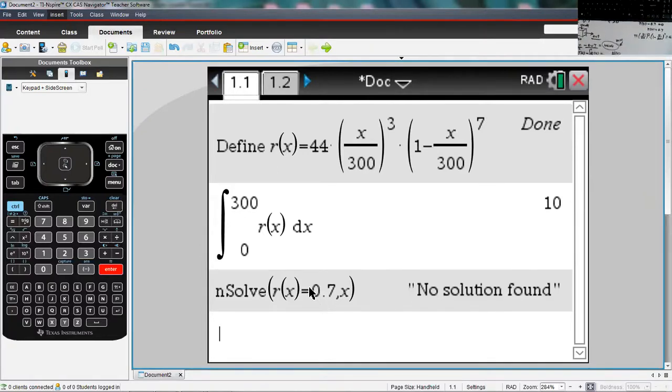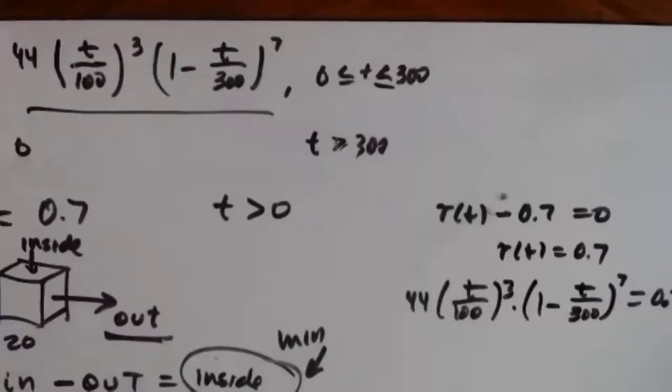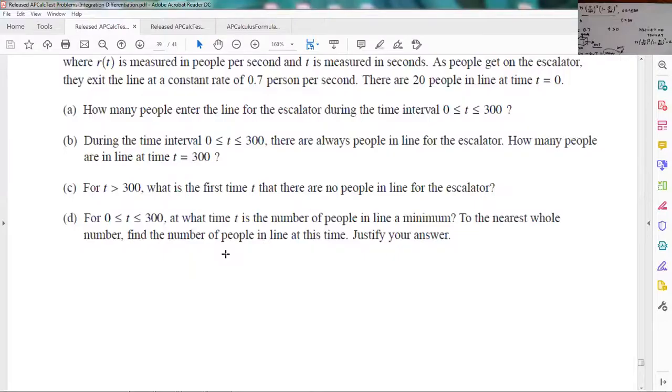Because 0.7 R of t, enter, yeah. No solution found. Let me just go back to the problem again, because this is weird. Here it is. So what time t is the number of people in line a minimum? To the nearest whole number, find the number of people in line at this time.